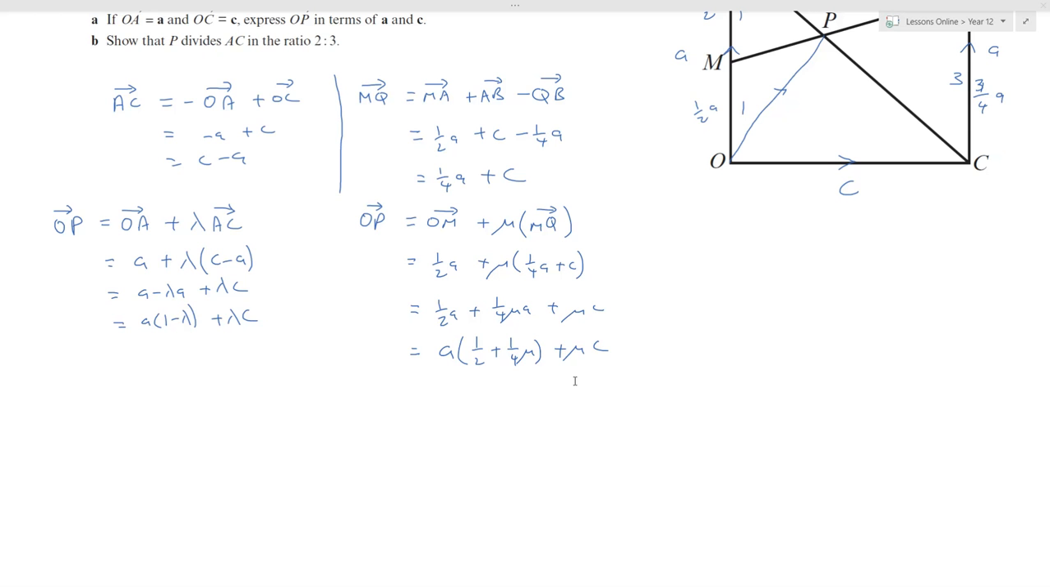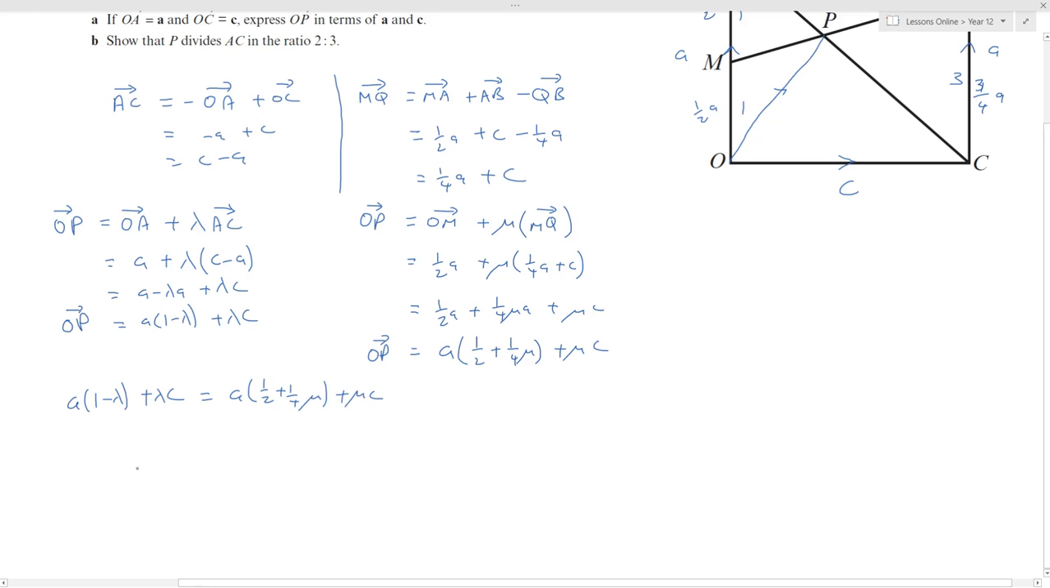So we now have two values for OP. So we have OP here equals that term, and we have OP here equals that term. So we can equate them. OP is the same, so we can say that A brackets 1 minus lambda plus lambda C is equal to A brackets a half plus a quarter mu plus mu C. Now we can equate coefficients of A first.